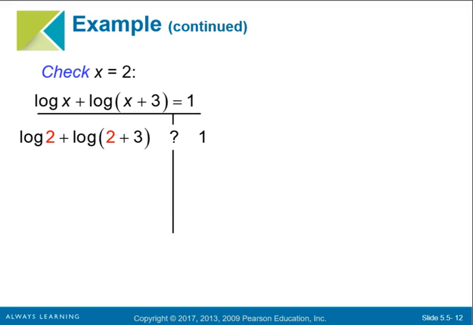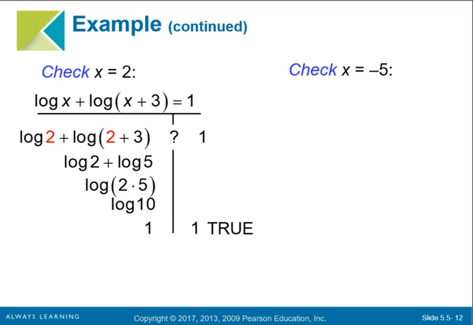When we go ahead and do that, we have a log base 2 plus a log base 5. Well, we know that that means a log base 10. So log base 10, 2 times 5, that's going to give us a 10, which is the same as our 1. So that one checks out. We're happy with that.